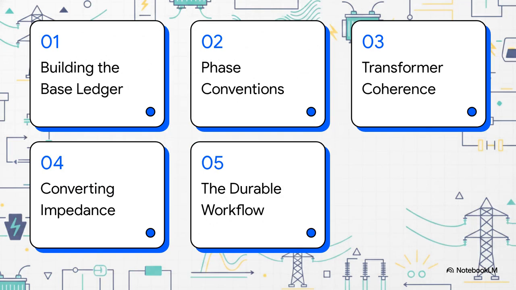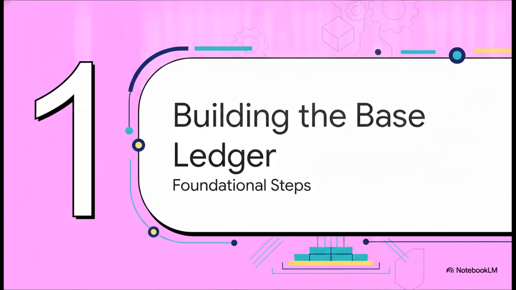So, how do we fix these symptoms for good? Here's our technical blueprint for today. 1. Building the base ledger. 2. Phase conventions. 3. Transformer coherence. 4. Converting impedance. And 5. The durable workflow. Let's kick things off with Section 1, building the base ledger, focusing on those foundational steps.